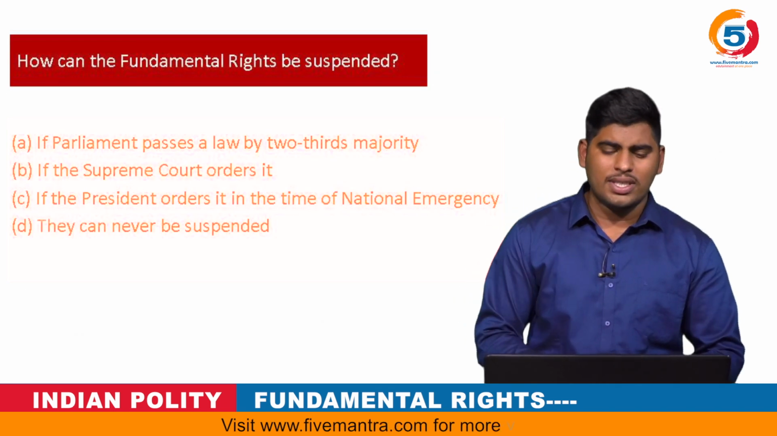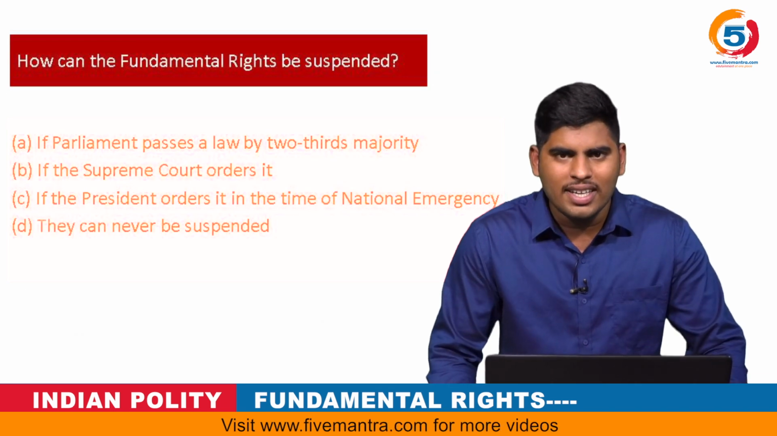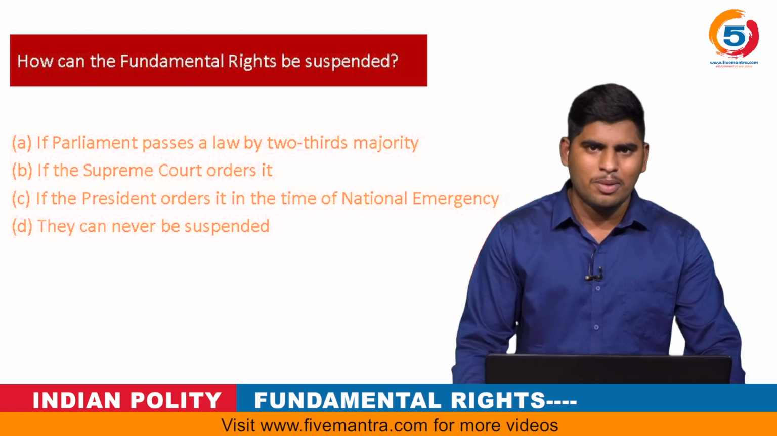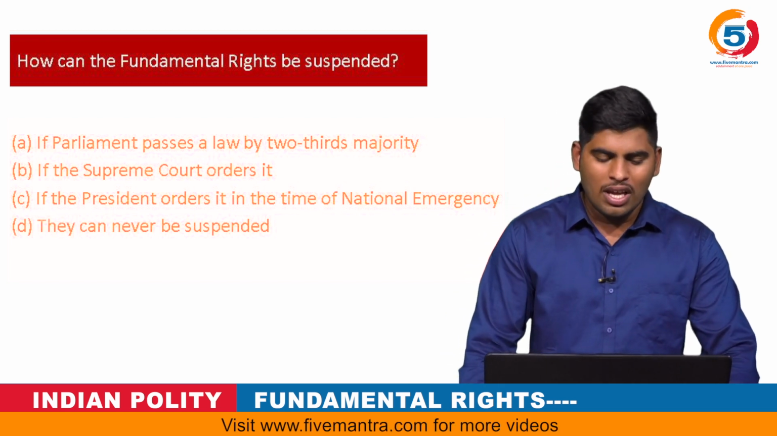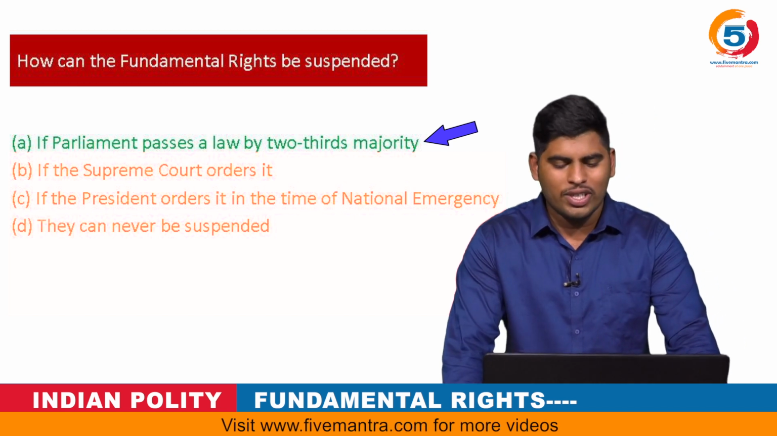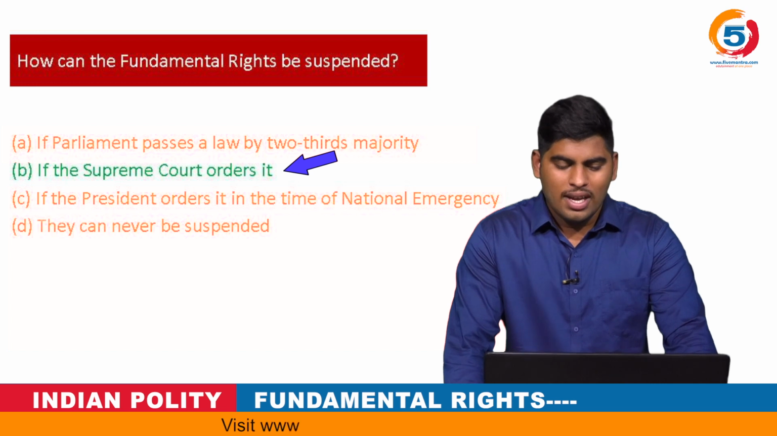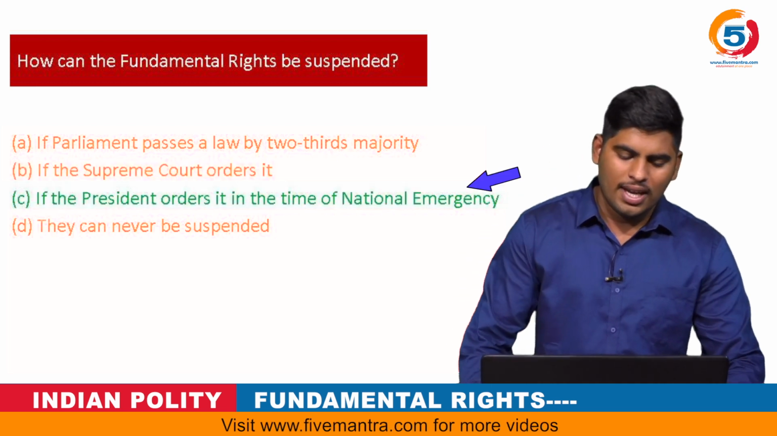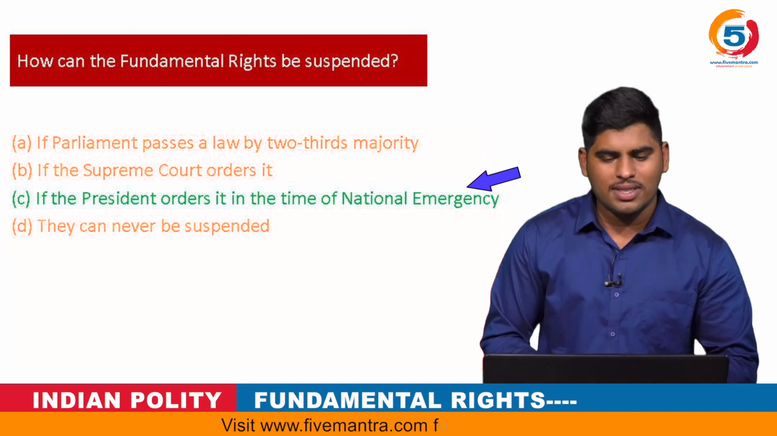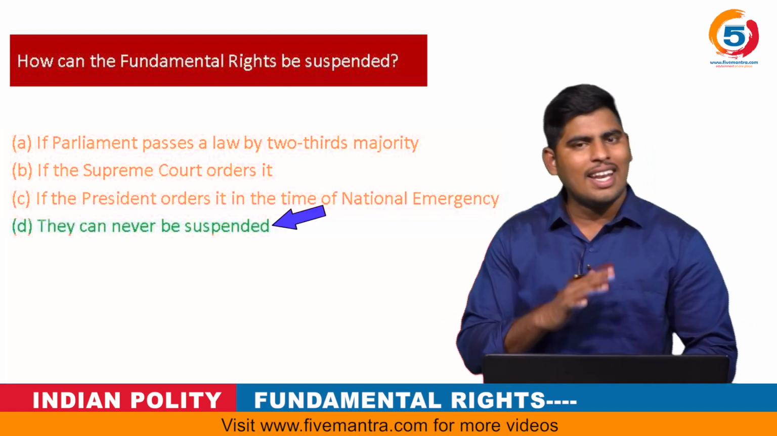Coming to the next question: how can the fundamental rights be suspended? Obviously you can solve the question easily because I have given you the insights on this. The first option is if Parliament passes a law by two-thirds majority. The second option is if the Supreme Court orders it. The third option is if the President orders it at the time of national emergency. And the fourth option is they can never be suspended.